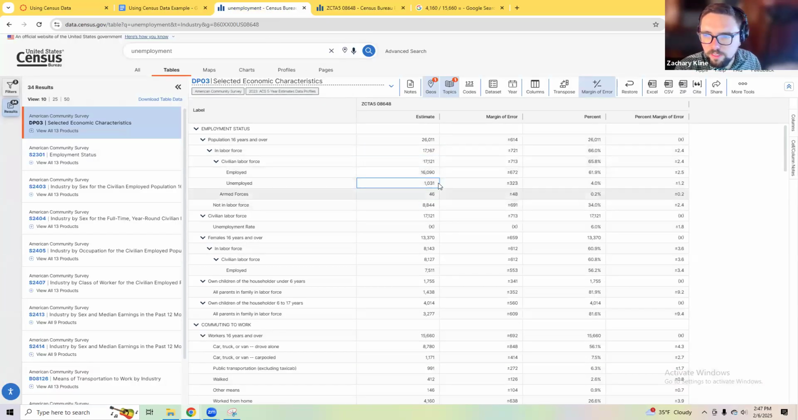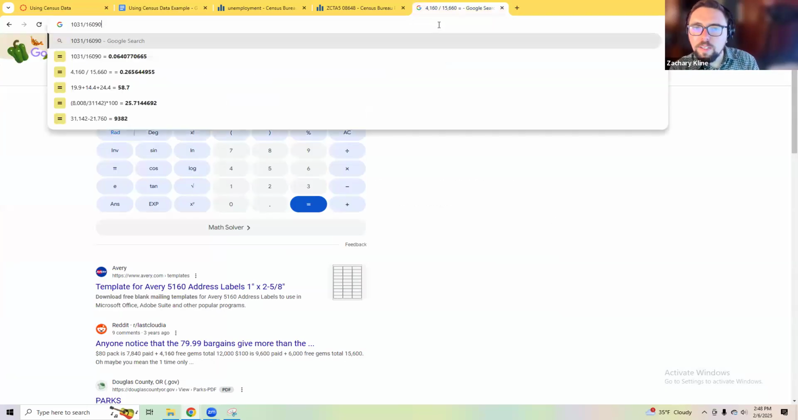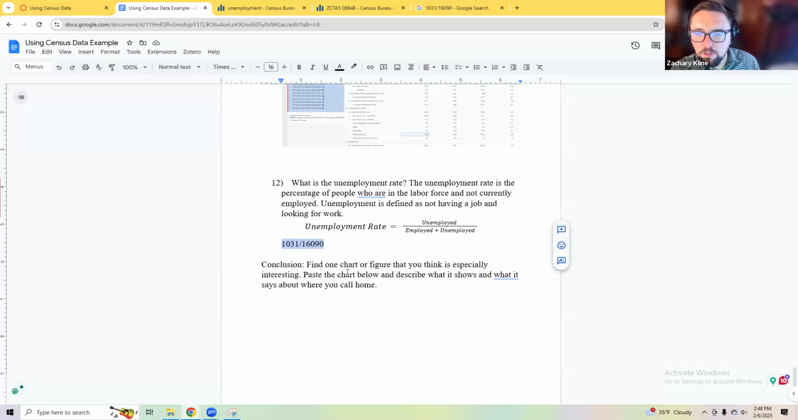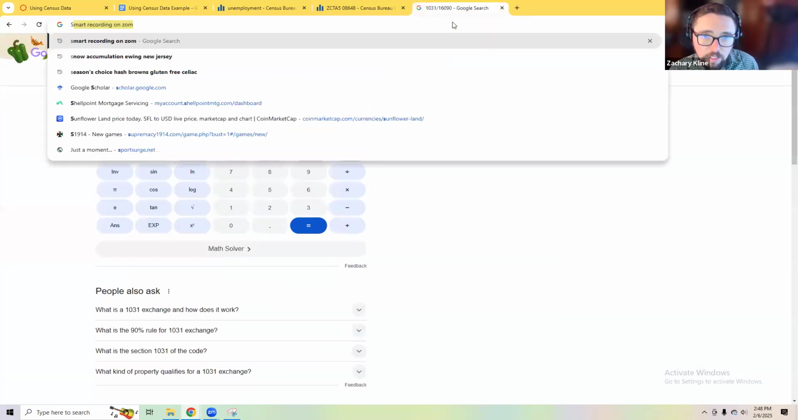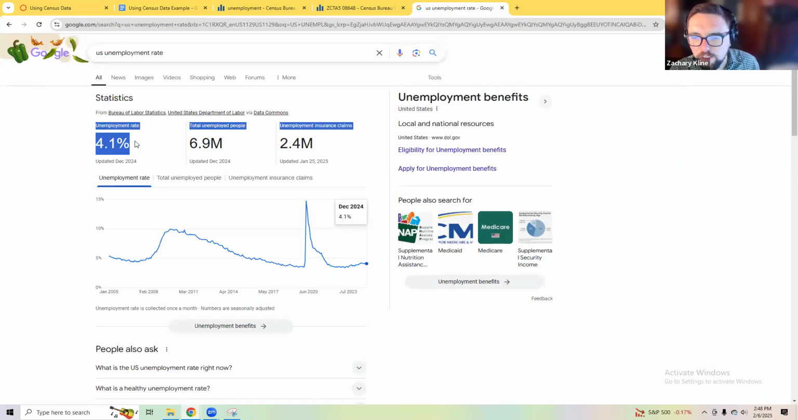So to find our unemployment rate, we're going to take 1,031 divided by 1,690. We're going to get an unemployment rate of around 6.4%, which is relatively higher than the U.S. unemployment rate right now, which is at a historic low. Let me pull up the U.S. unemployment rate. Yeah, it's around 4.1% in the United States. It's at an extreme low right now.